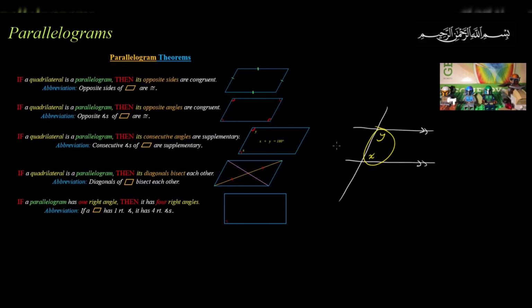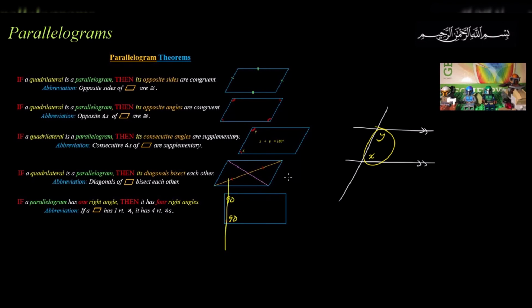Now, this particular proof, the fourth one, is slightly different from the rest of them, and we shall get to that in just a second. This last one over here: if a parallelogram has 1 right angle, then it has 4 right angles. It's very easy to prove because of the consecutive interior angles again.